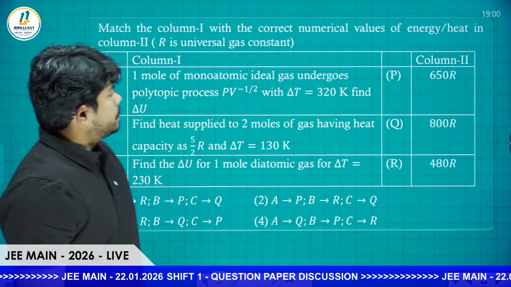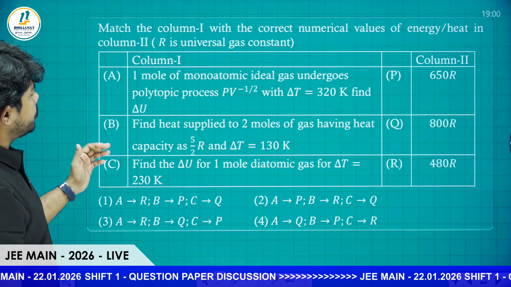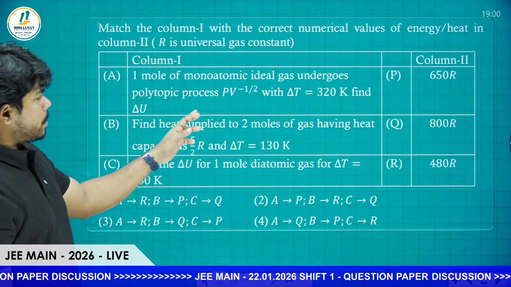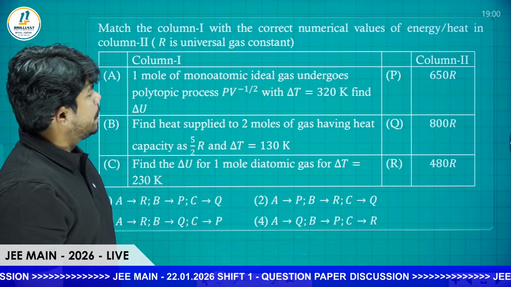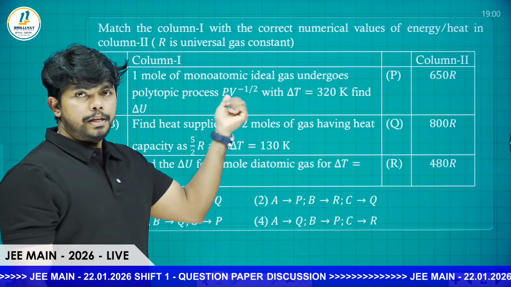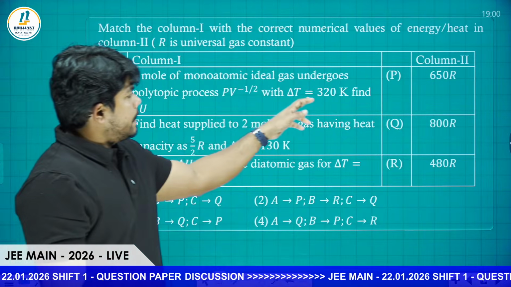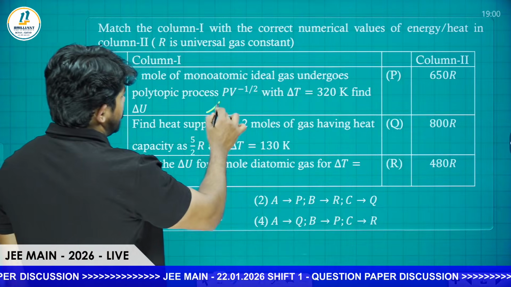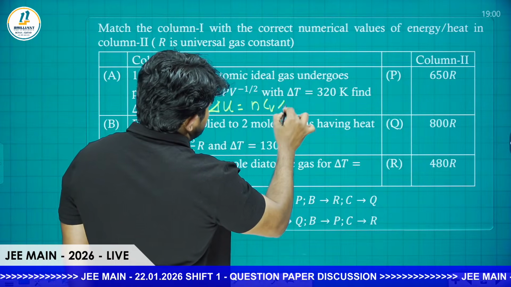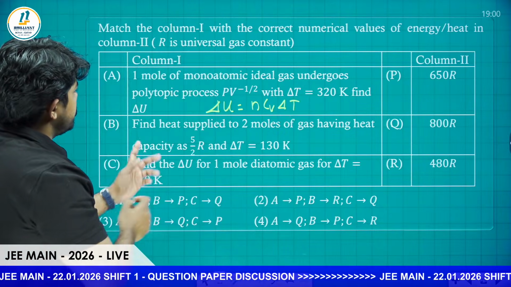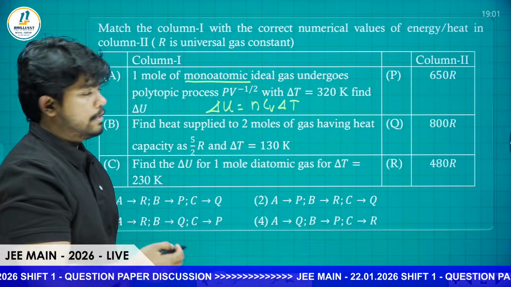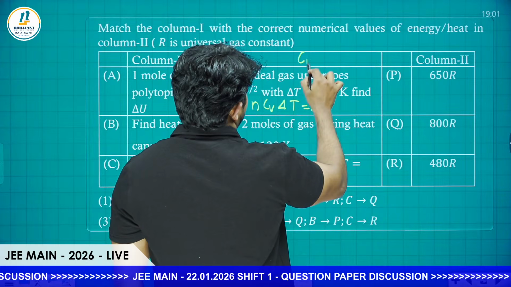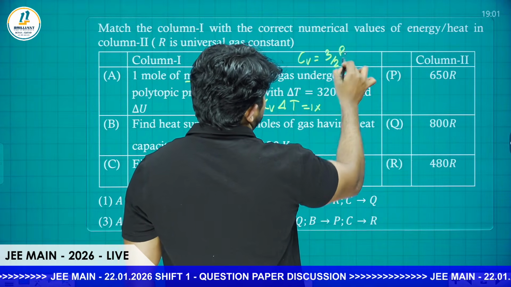Okay, moving on to the next, it's a match the following type of question, where 1 mole of monoatomic ideal gas undergoes a polytropic process PV raised to minus 1 by 2. It's a polytropic process, PV raised to X is a constant, where delta T is given as 320 Kelvin. Find delta U. We know that delta U is nothing but nCV delta T, and it's a monoatomic ideal gas, so the number of moles is 1. What is CV for monoatomic? That will be 3 by 2 R, right?